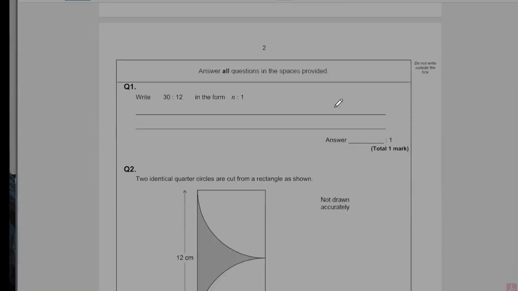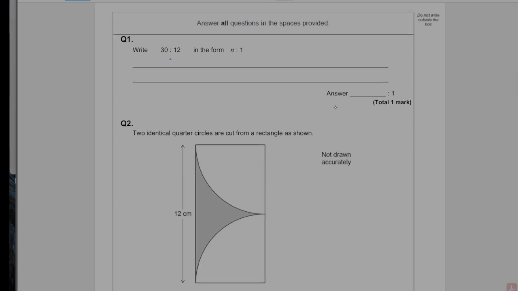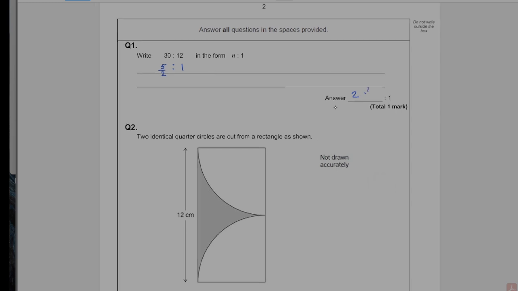Okay, so question 1: write 30 to 12 in the form n to 1. So I'm going to divide both sides by 12. That would give me 1, and 30 over 12 is the same as 5 over 2, because 6 goes into them both. So we'll say 2.5, or 5 over 2, doesn't really matter. Both will be acceptable. Let's make a decision. I'll go 2.5.